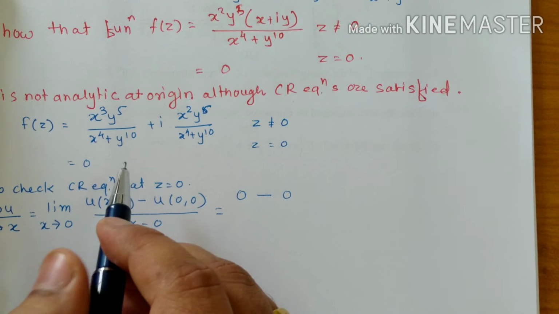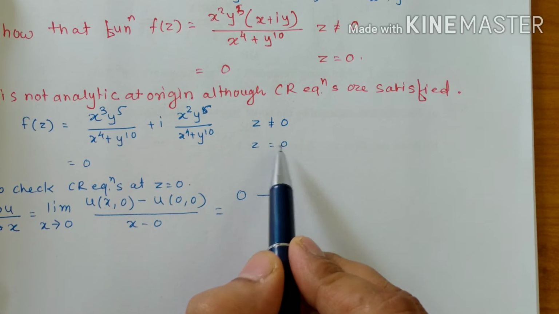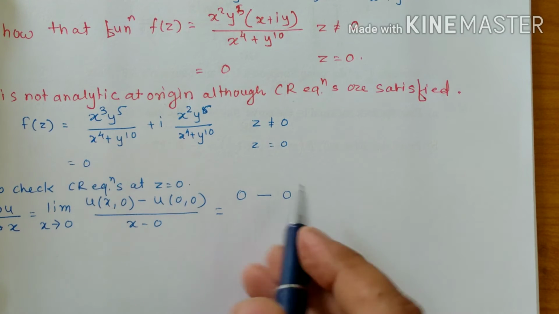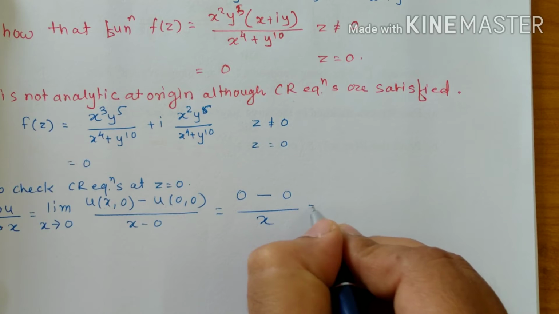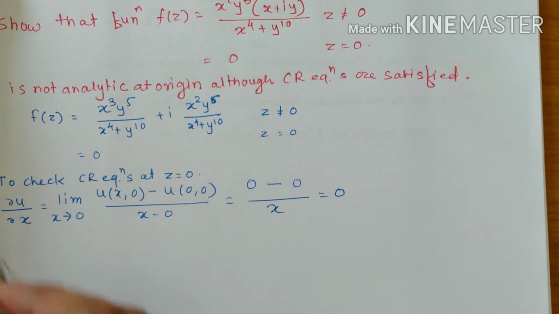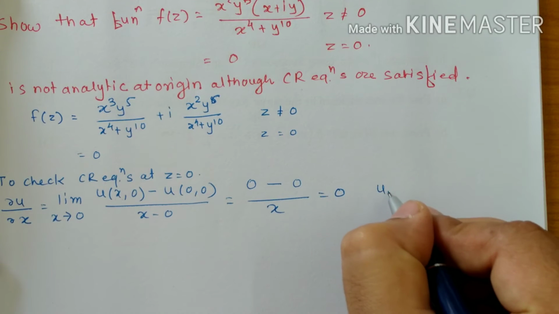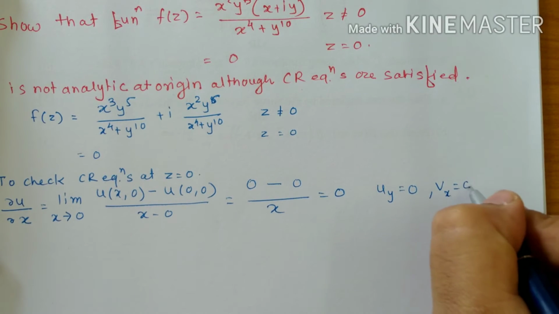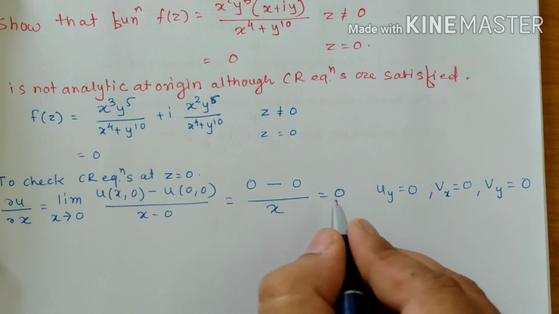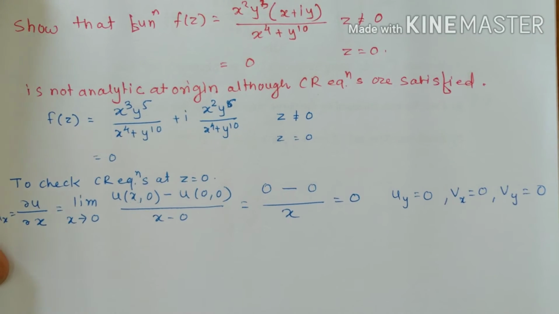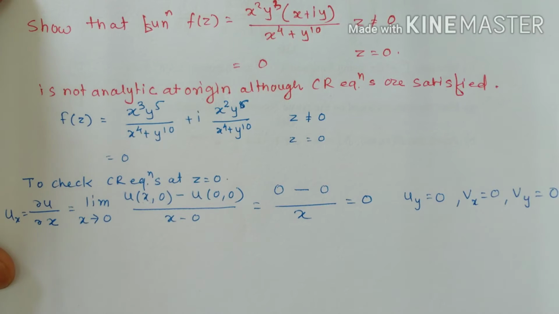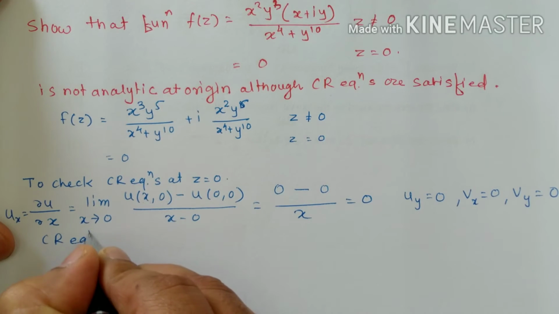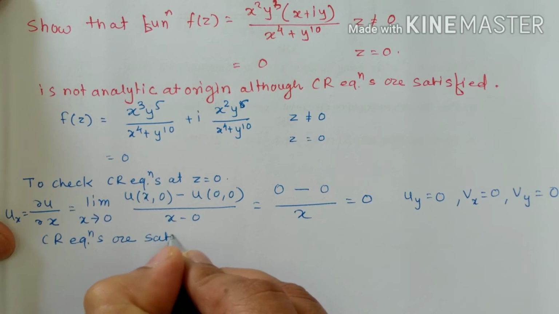Why? Just have a look. When z is equal to 0, that means x and y both are equal to 0. So we get zeros there upon x minus 0. So this gives me ux equal to 0. Similarly, one can calculate uy is 0, vx is also 0, then vy is also 0. See, all the four derivatives have the value zero. So of course your CR equations ux is equal to vy and uy is equal to minus vx, means both the CR equations get satisfied. Hence, CR equations are satisfied.